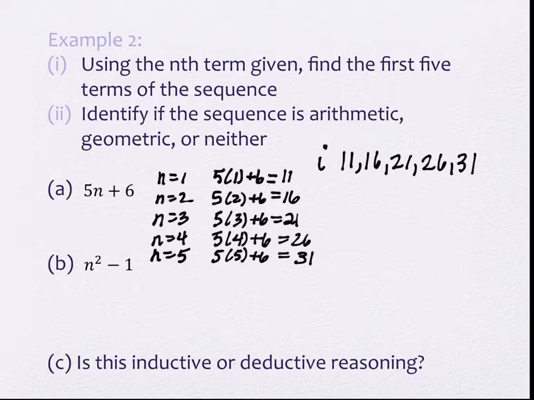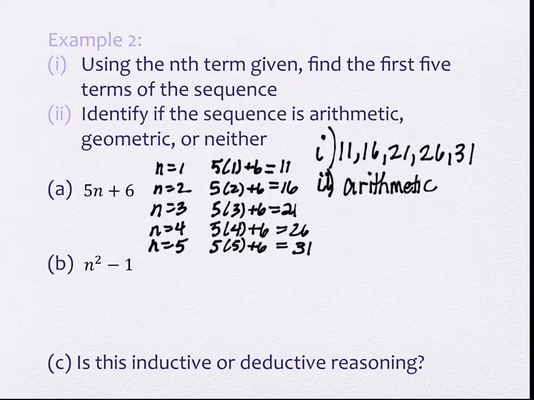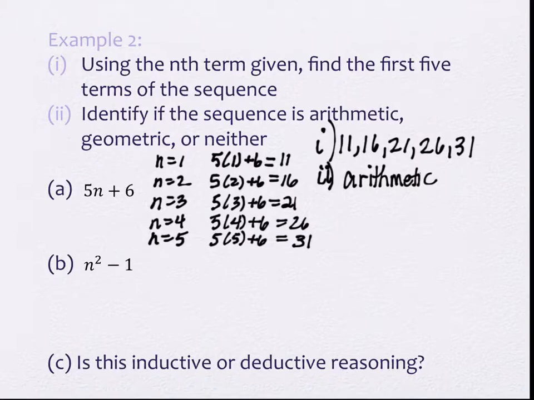So this is part i, part ii. Is it arithmetic or geometric? Arithmetic. Because you're adding 5 every time. Does it make sense for everybody?